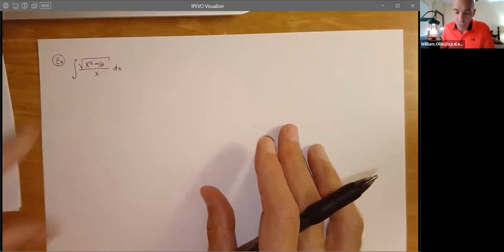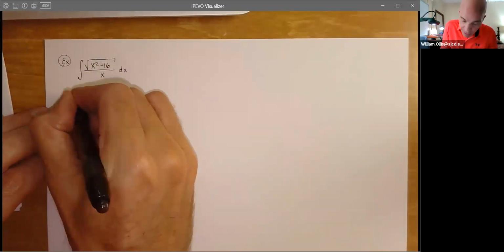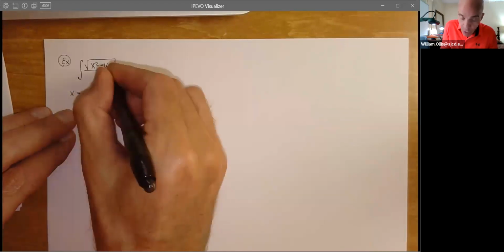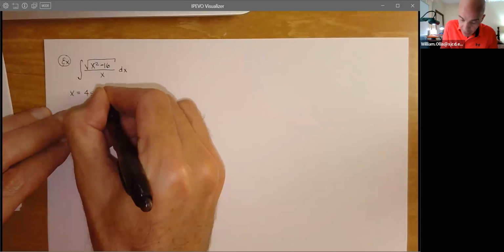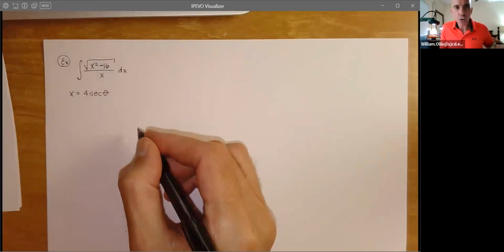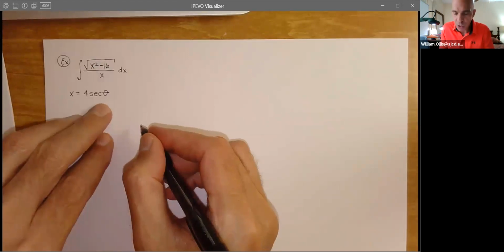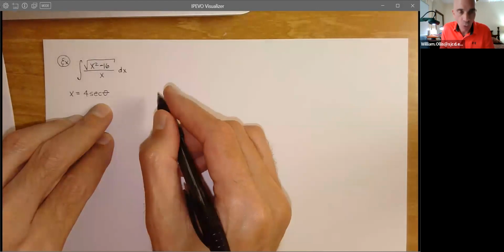So now, of course, we've got an x. So we say, in this case, x equals, notice we have a squared, so we're going to say 4 secant theta. Now, of course, if you make a substitution and it doesn't quite pan out, then just check your work and go back to your chart and make sure you got one that will work.